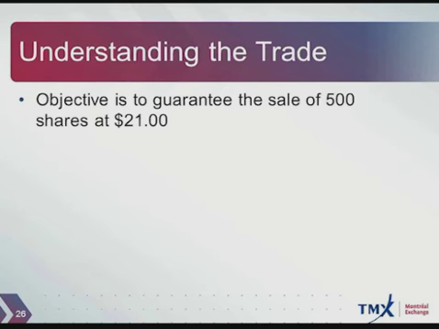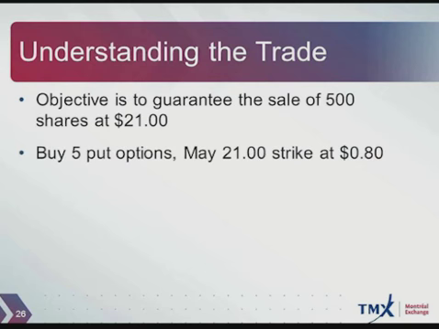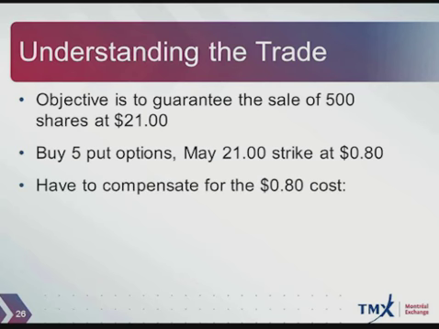So if our objective is to guarantee our sale, we have to choose a strike price that works for us. In this case, I looked at a guaranteed sale of 500 shares at $21. So we would buy the 21 strike put options, and for 500 shares we would need 5 put options. We'd pay out about 80 cents.